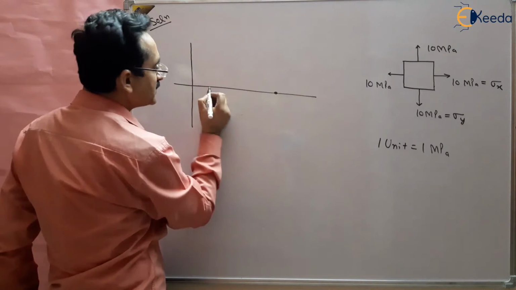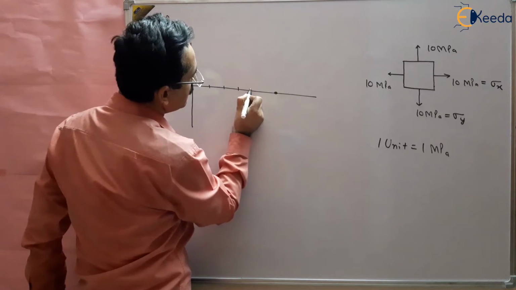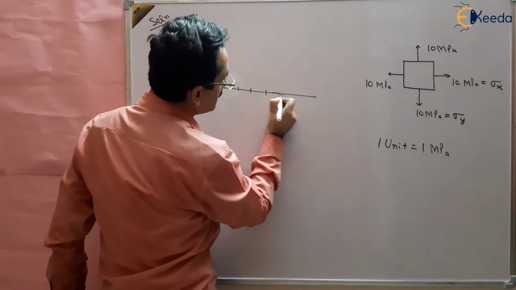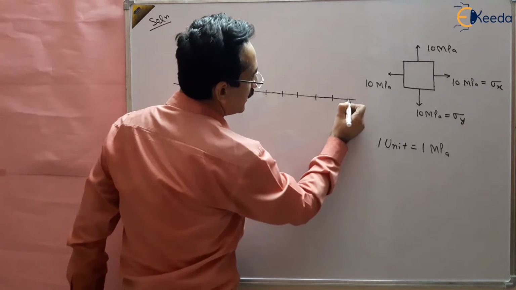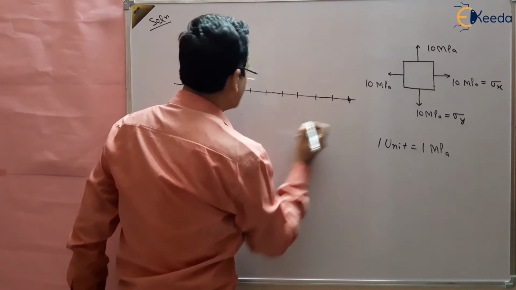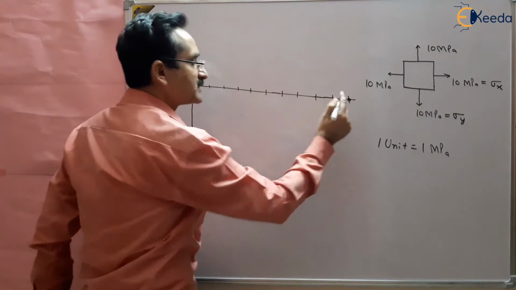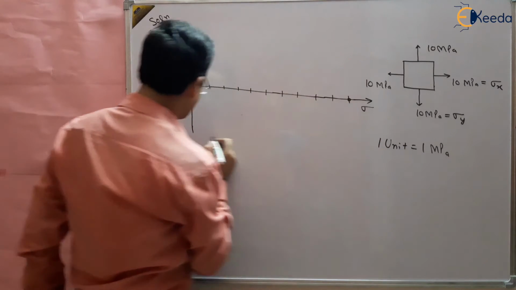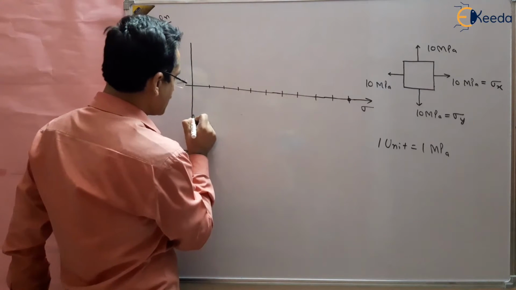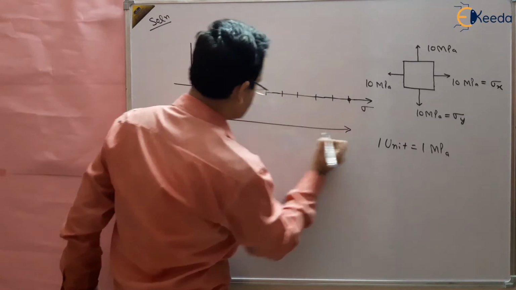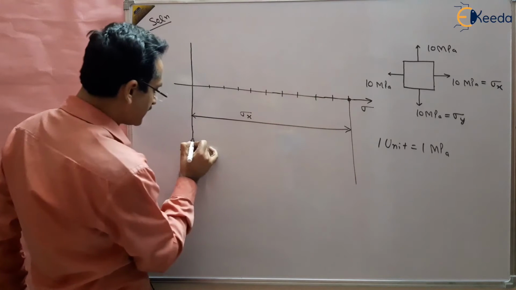If I take the 10 units here, because this is 10 megapascal, so this is 1, 2, 3, 4, 5, 6, 7, 8, 9 and 10. This is 10 megapascal, right? So both sigma x and sigma y are the same. Normal stress is taken in this direction and shear stress we generally take in this direction, right? So if this is sigma x, the same is sigma y.